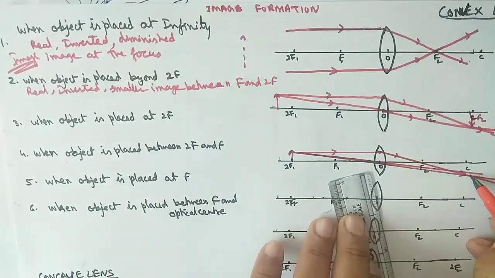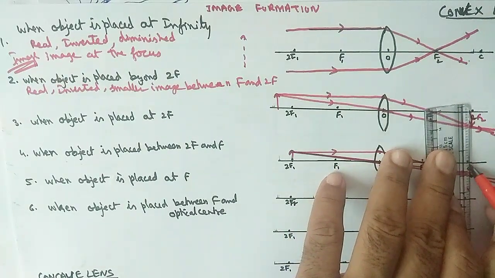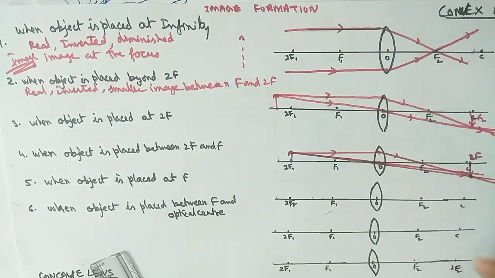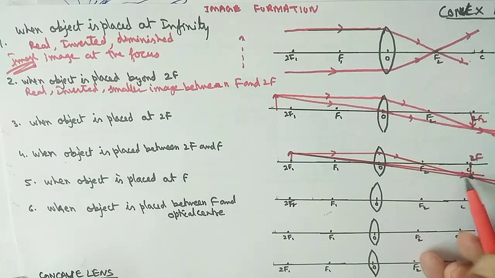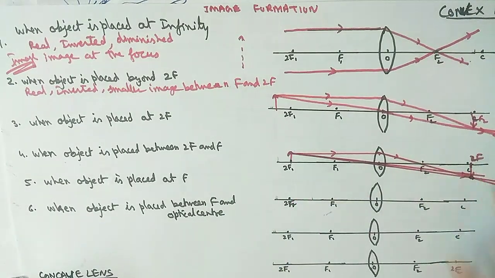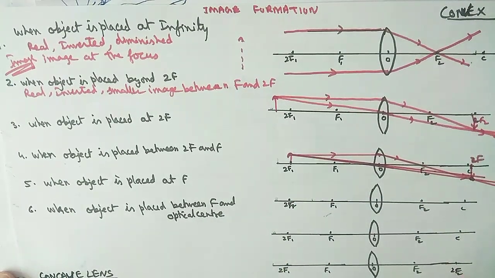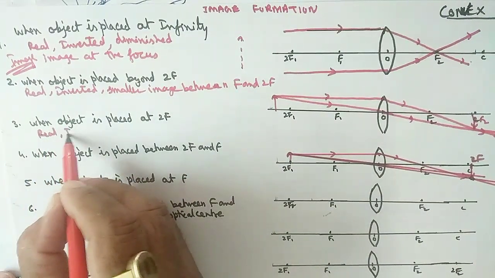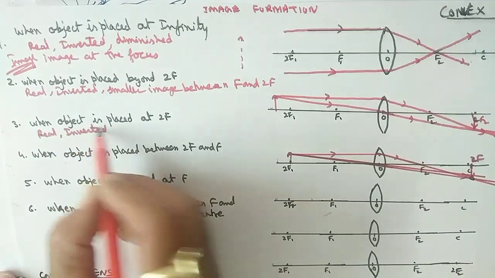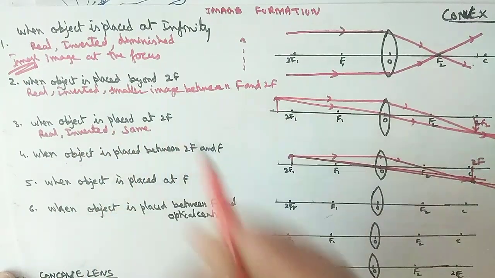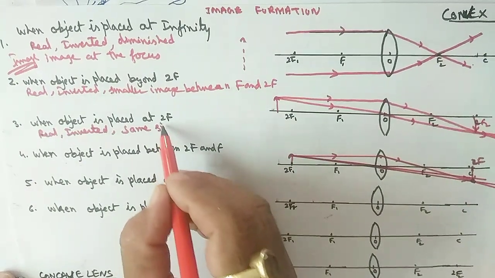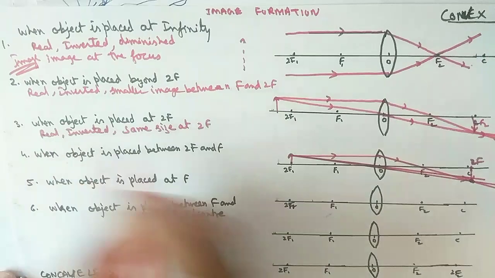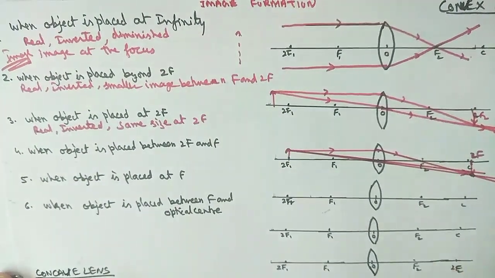Here it is cutting. So you will find the image exactly at 2f. The image will be formed exactly at 2f, the same position as in the case of the mirrors. So real, inverted, and the same size as in the case of the mirror, same size at 2f. The image will be formed.